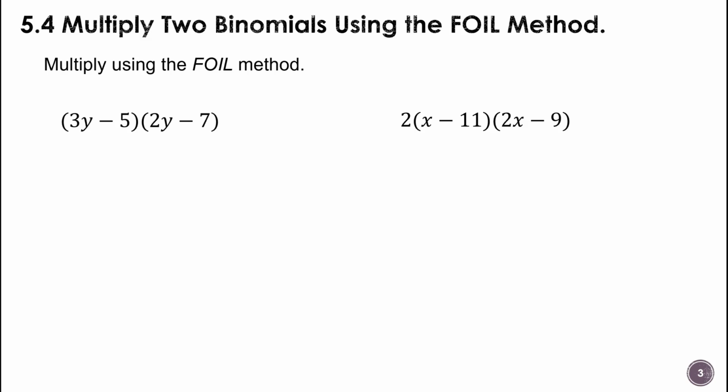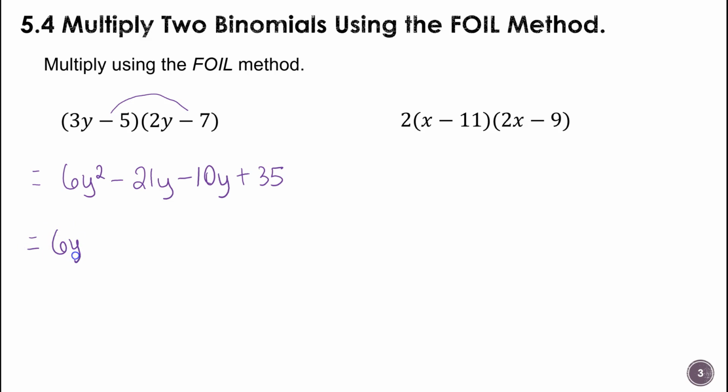Okay, so here we go with the FOIL method again. All right, so I'm going to multiply my first terms, 6y squared, and then I'm going to multiply my outer terms, which is 3y times negative 7, so negative 21y. I'm going to multiply my inner terms, so that's going to be negative 10y. And last would be negative 5 times negative 7. Be real careful here with your signs, right? Because they're both negative, that makes positive 35.